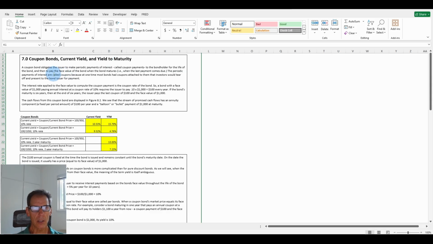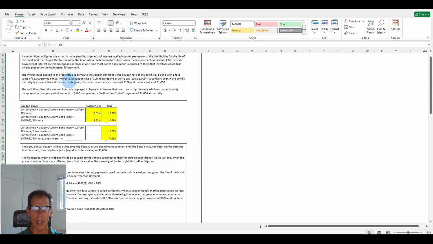A coupon bond obligates the issuer to make periodic payments of interest, called coupon payments, to the bondholder for the life of the bond, and then to pay the face value of the bond when the bond matures, i.e., when the last payment comes due. Periodic payments of interest are called coupons because at one time, most bonds had coupons attached to them that investors would literally tear off and present to bond issuers for payment, hence coupons.